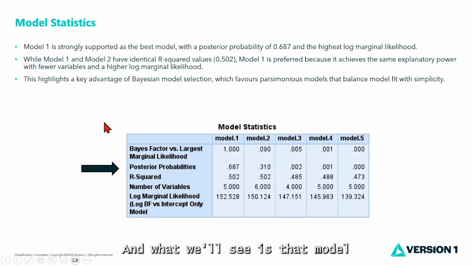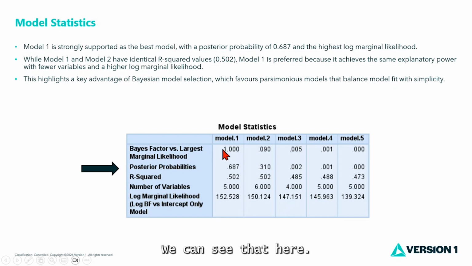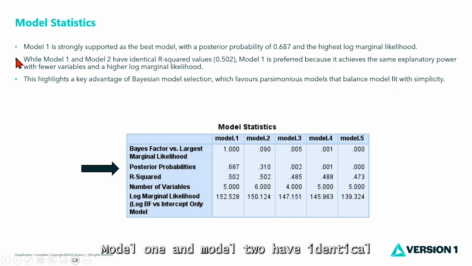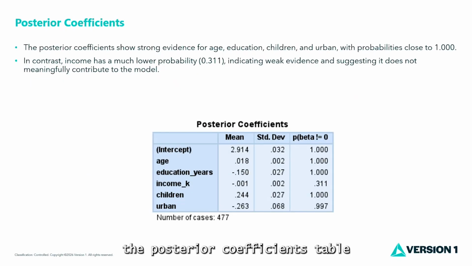And what we'll see is that Model 1 is strongly supported as the best model with the highest posterior probability and the highest log marginal likelihood. We can see that here. Model 1 and Model 2 have identical R-squared values, but Model 1 is preferred because it achieves the same explanatory power with fewer variables and a higher log marginal likelihood. And this highlights a key advantage of Bayesian model selection. It favors parsimonious models that balance model fit with simplicity. We can also examine the posterior coefficients table, and we'll see strong evidence for age, education, children, and urban.